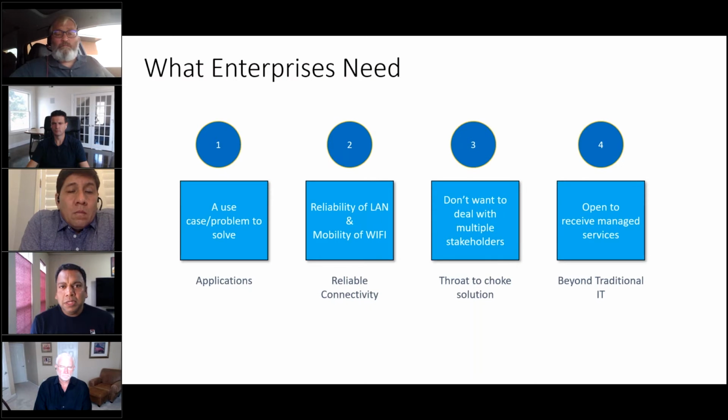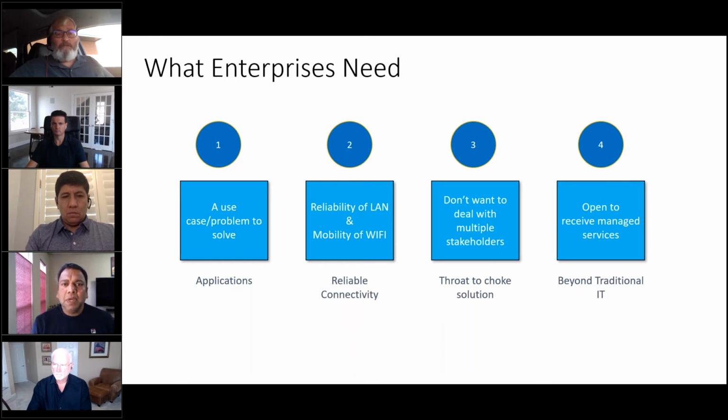So what do these enterprises need, right? There are 4 requirements that they have. One, starting with the use case and problem. I talk about the requirement, the need for a use case. Unlike public networks, where the infrastructure is put in place first and then the applications come later, private networks start differently. Private networks start with a use case, the problem that these enterprises want to solve, the applications side.